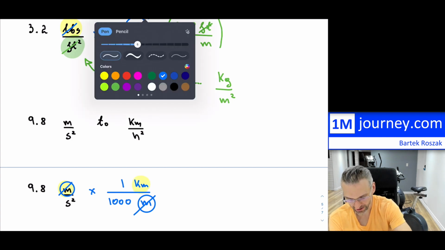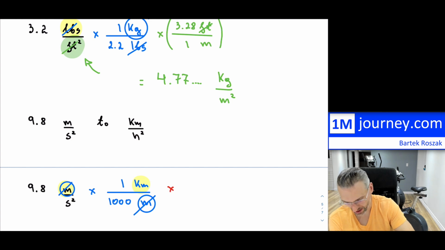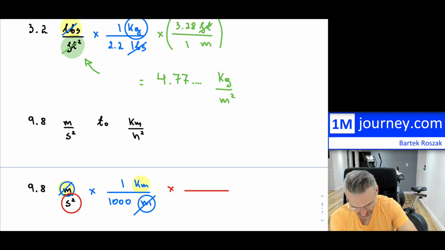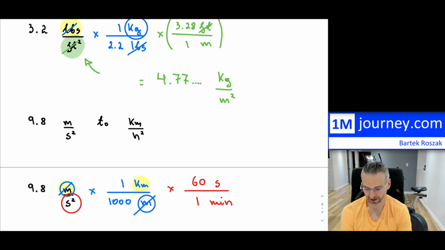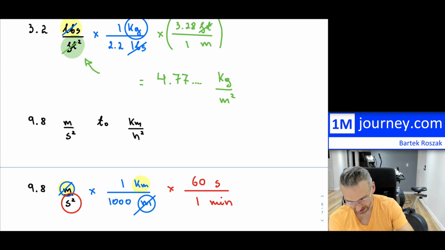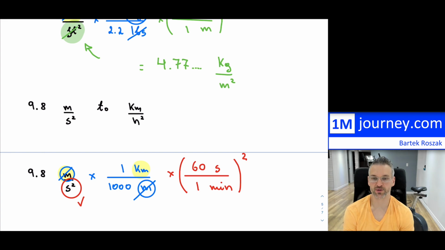Now my second item is I have to worry about this seconds squared. So again, you look at the unit, seconds, so you're going to put seconds in here. Now we know there's 60 seconds in 1 minute. Now, notice this is seconds squared, so we're going to have to square this. But as you can see, if I square this, then the seconds will be gone, but I'm going to have minutes squared.